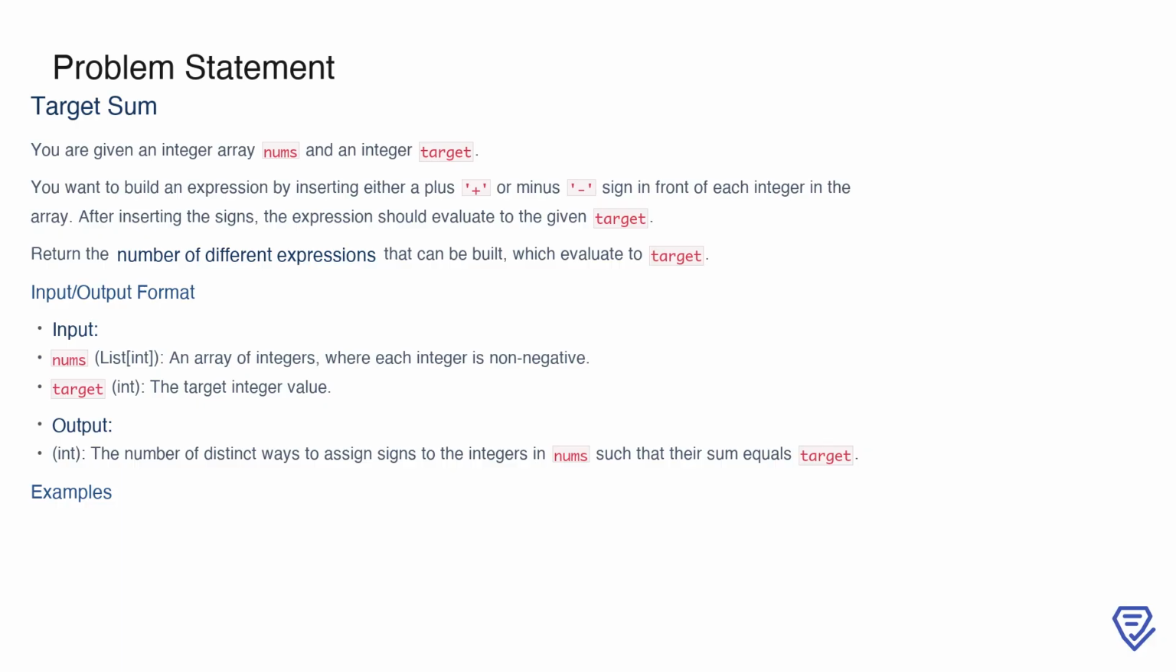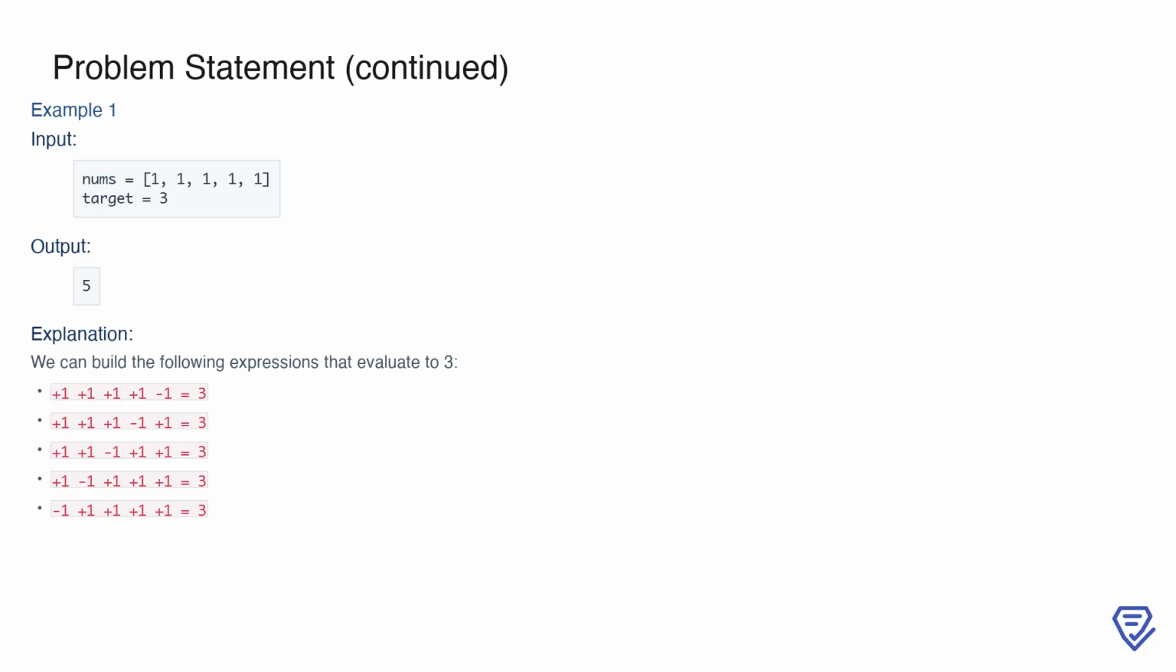Now, the input format includes the array nums, which contains non-negative integers, and the integer target. The output is a single integer, representing the total number of valid expressions that satisfy the given condition. This is a problem that combines combinatorics with arithmetic operations, and understanding the constraints will help us tackle it more effectively. To understand the problem better, let's look at the first example.